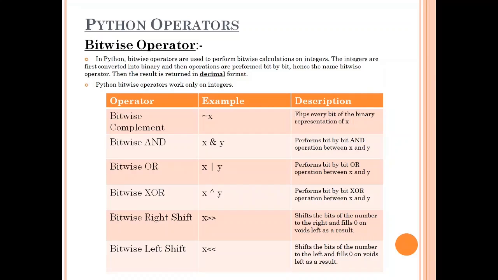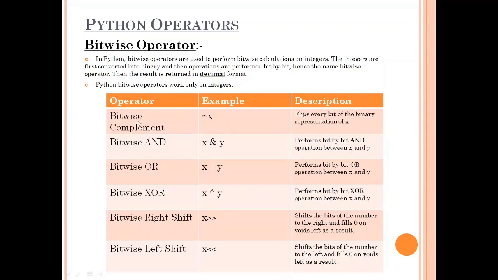Now, while working with bitwise operators, you have to keep in mind that bitwise operators work only on integers. You cannot apply a bitwise operator on a float. So these are the bitwise operators: bitwise complement, bitwise AND, OR, XOR, bitwise right shift and bitwise left shift.